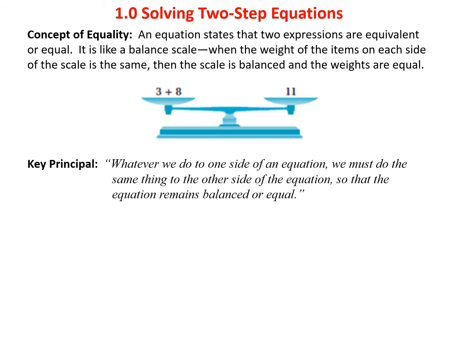In other words, if you were just to take one or two items from the left side of the scale, then the scale would no longer be balanced. But if you took two items from the left and two items from the right, then the scale would be balanced. So we have to remember as we solve an equation, whatever we do to one side, we have to do to the other side.